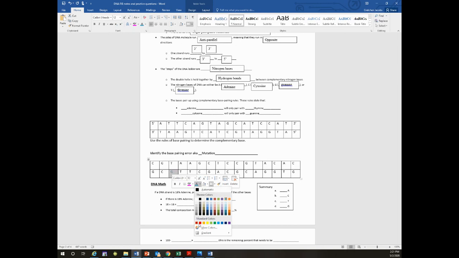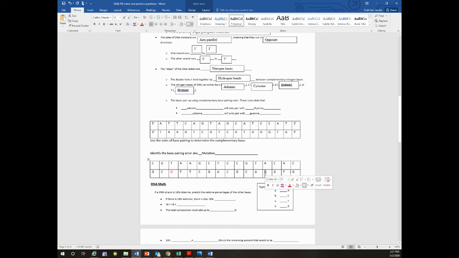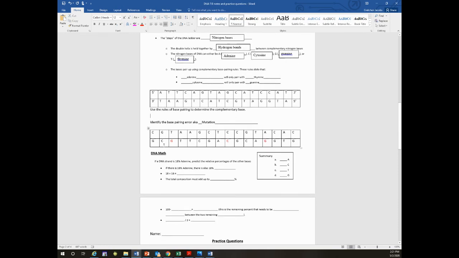Make it red. Good, good, good, wrong. Good, good, good, wrong. Good, good, good. So there are 3 mutations there where the wrong bases are paired up.